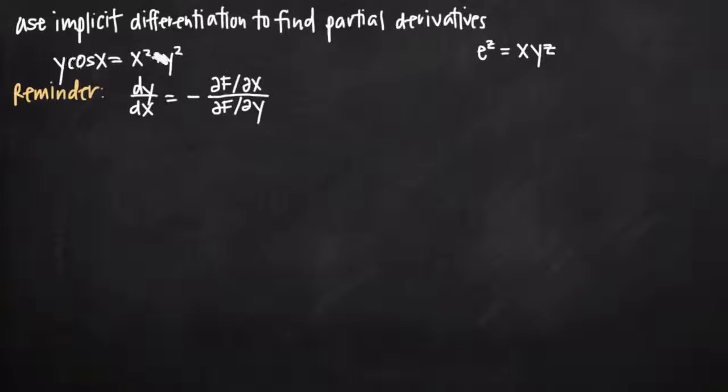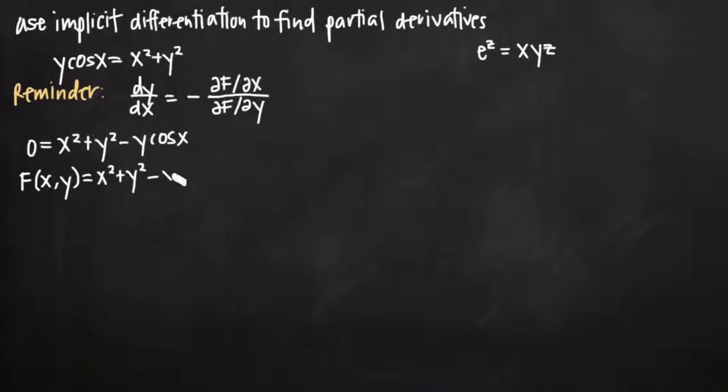So let's start with the simpler case where we just have two variables in this function. The first thing we want to do is move all of the terms to one side of the function, thereby setting it equal to 0. So in this equation, what we'll do is subtract y cosine x from both sides to get 0 on the left-hand side. So we'll get 0 equals x squared plus y squared minus y cosine of x. And now that we have 0 on the left-hand side, we can basically call this function capital F of x, y is equal to x squared plus y squared minus y cosine x.